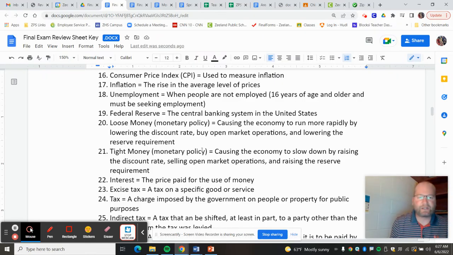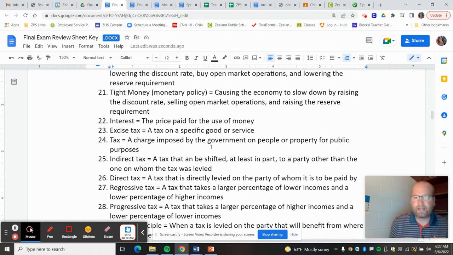Tight money policy is just the opposite. That's causing the economy to slow down by raising the discount rate, selling open market operations, so we're buying them from them, we're giving them our money and not spending it at Family Fare or other stores, and then raising the reserve requirement.